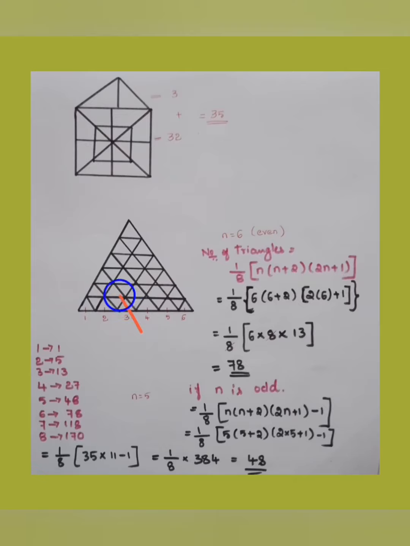If it is 3 up to here, 13 is the answer. If it is 4 up to here, this pattern, 27. If it is for 5, 48, just now we have calculated. If it is for 6, 78, memorize that. If it is for 7, 118. If it is for 8, 170. You can also calculate for 9 and 10 for more reference. Okay? Easy, right?